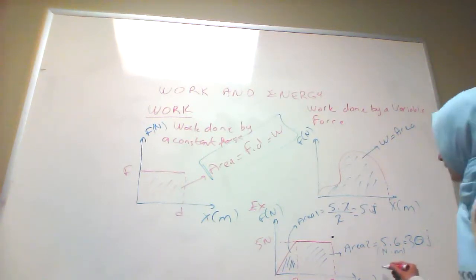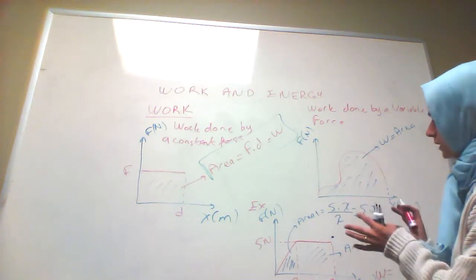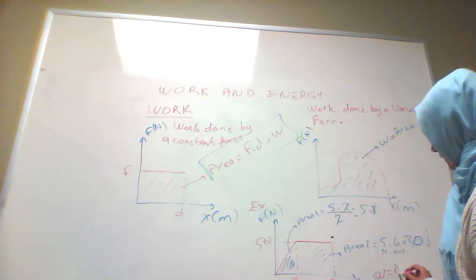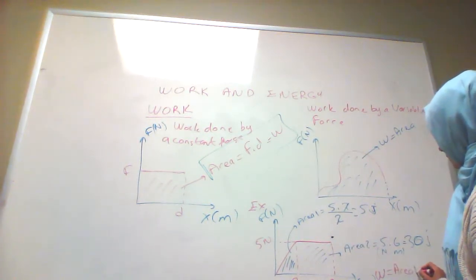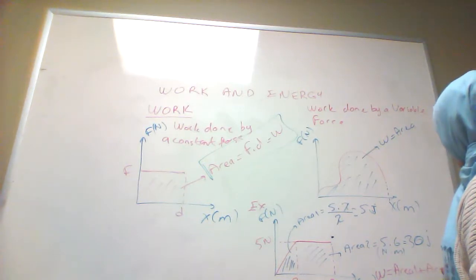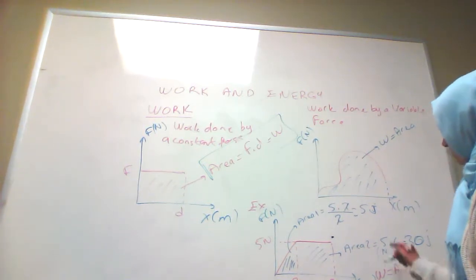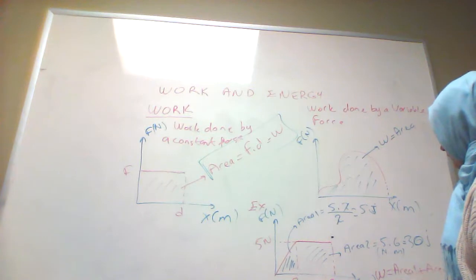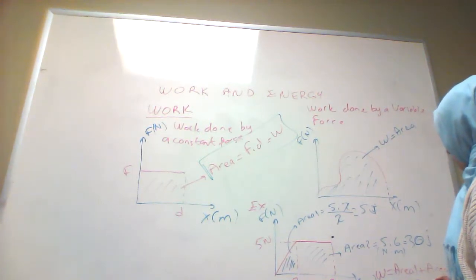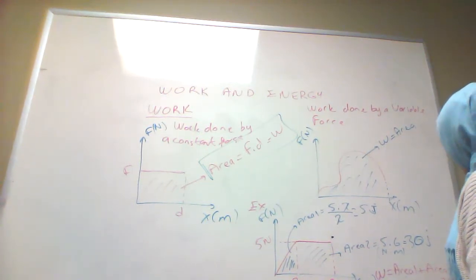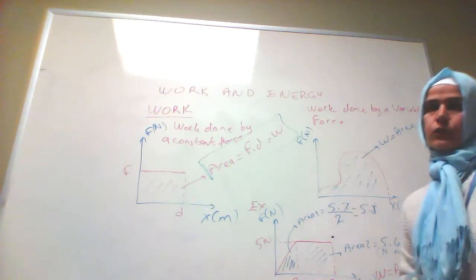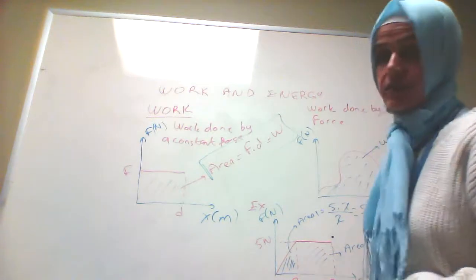And the work done is equal to the addition of all these areas, so area 1 plus area 2. So it will be 5 joules plus 30 joules, 35 joules. Easy as that. So we just calculate the area under the graph, and that is the work done.